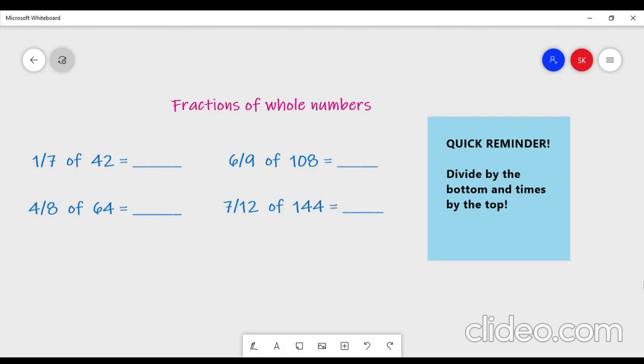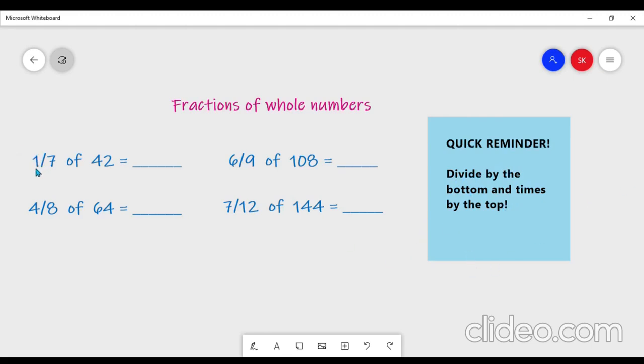Today's section is fractions of whole numbers, and we've got 4 examples, and I'll be teaching you how to work them out. And also we've got a quick reminder, as always, just like the last section, to help us work it out. We are going to be using this rule: divide by the bottom and times by the top.